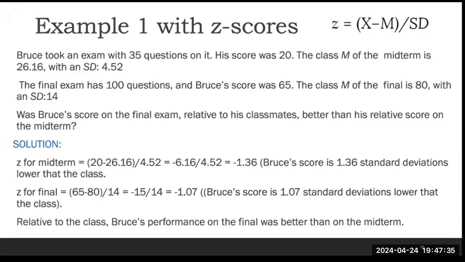Now, if it were the opposite, if Bruce's score was above the mean, right, then his performance would be better on the midterm than the final. So you have to read the context of it. If you're talking about doing worse, you want to be closer to the mean. If you're talking about doing better, then you want to be further away from the mean, right? So make sure you pay attention to the context.